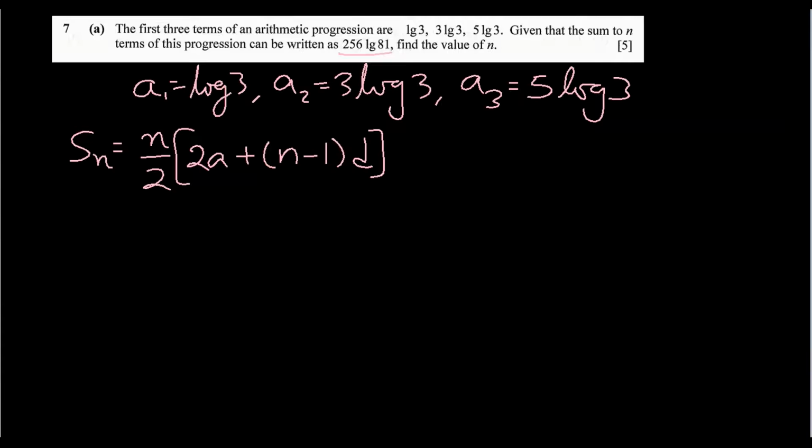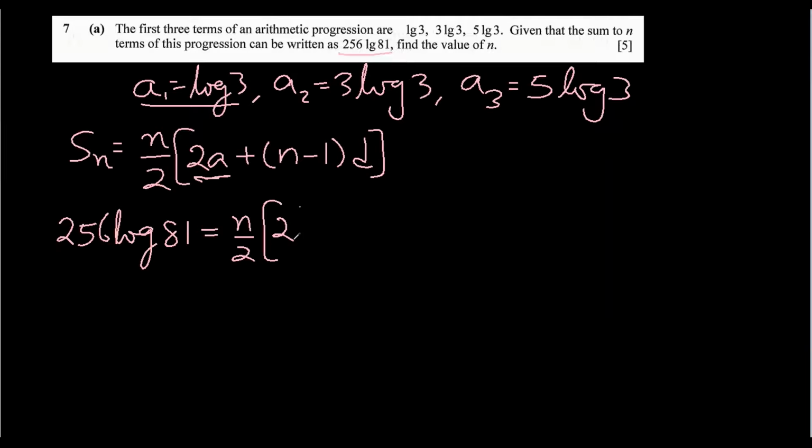Right? What do we know here? We know a. A is a1. So let's write Sn is given as 256 log 81 equal to n over 2 times, a1 is log 3, plus n minus 1 d is a problem.